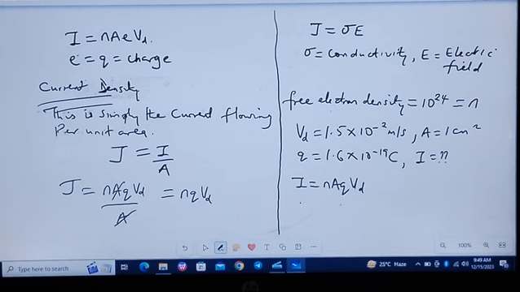as I is equal to NAQVD. But if you check this problem, you discover that the area is in centimeter squared. It has to be converted to meter squared. So we have to convert it to meter squared. How do we do that? Let's proceed in the other section.